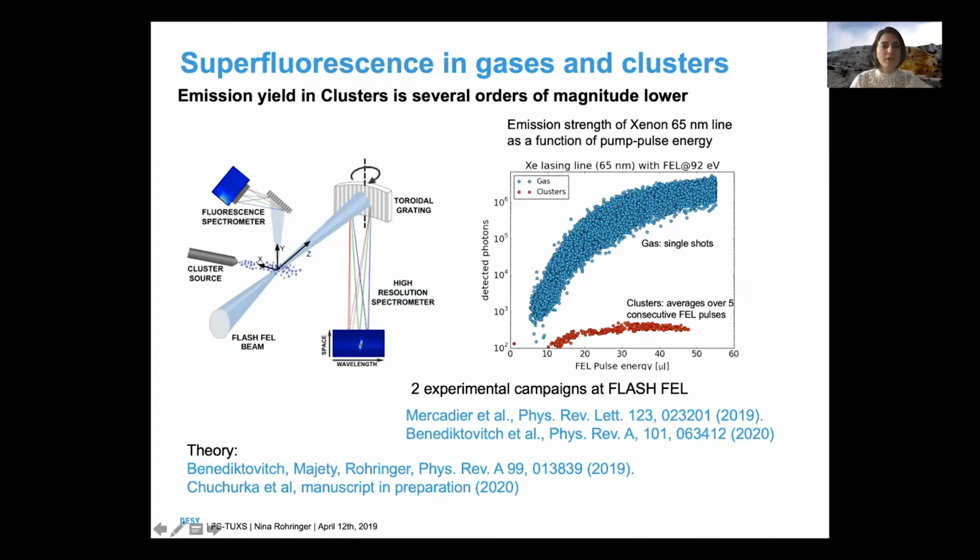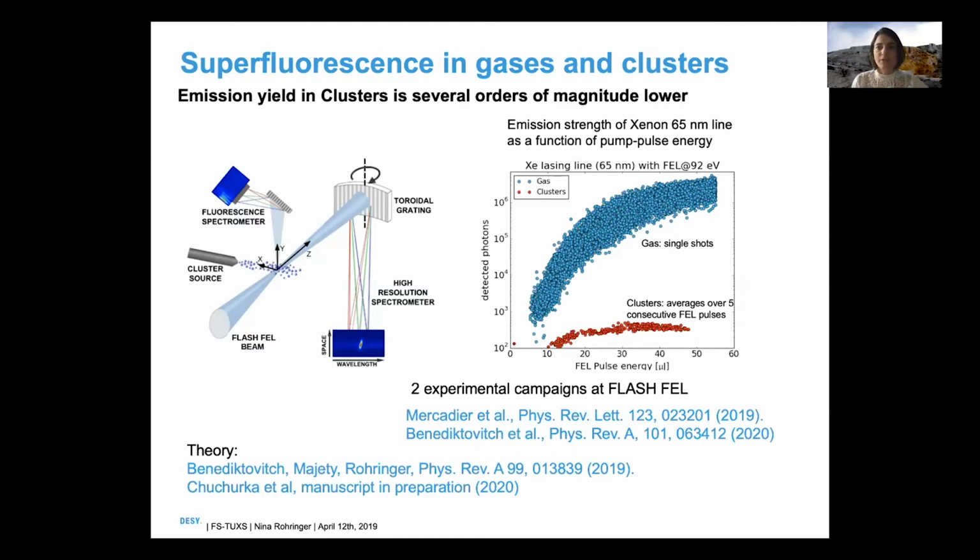And here you can see a typical outcome of such an experiment. There were two experimental campaigns at the FLASH free electron laser in Hamburg, where we irradiated xenon atoms. We focused FEL pulses that had been tuned above the 4D ionization edge of xenon, and in a macroscopic ensemble of atoms created a population inversion in xenon 2+ ions.